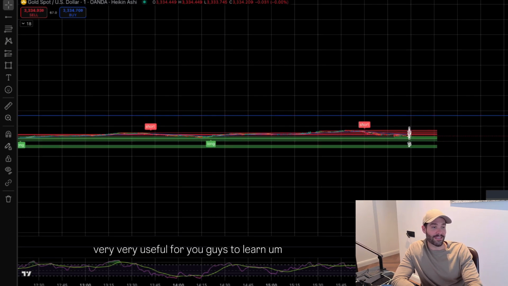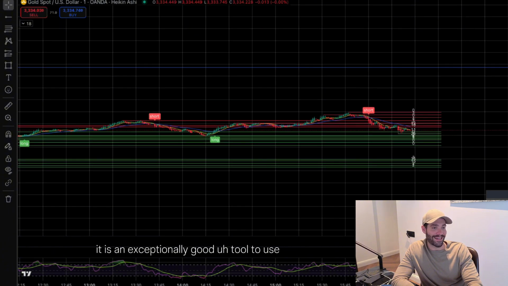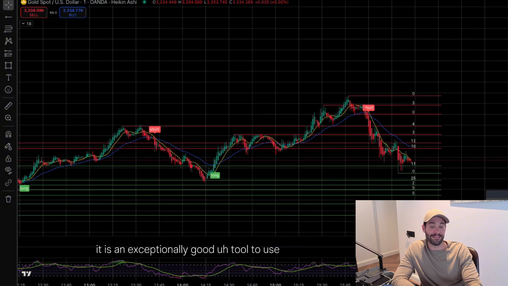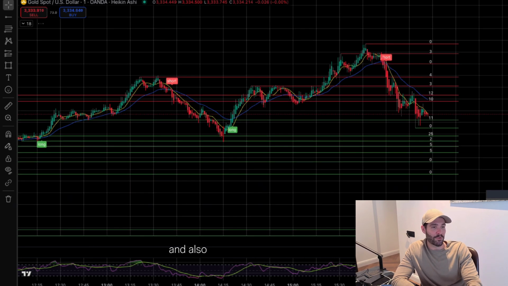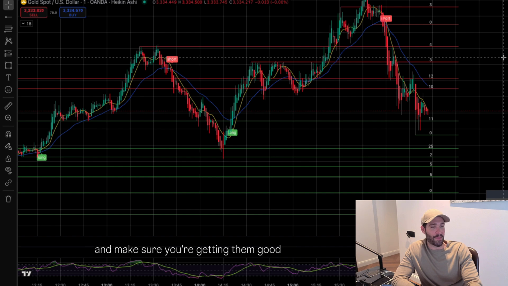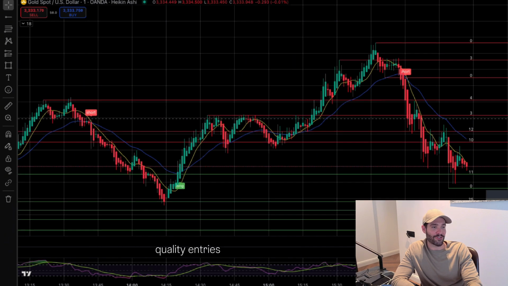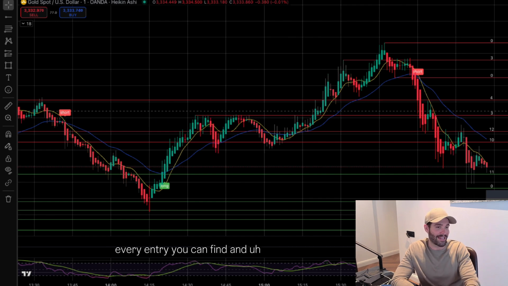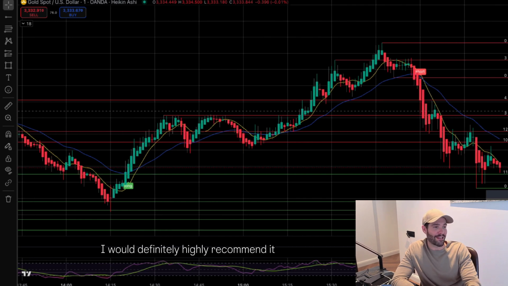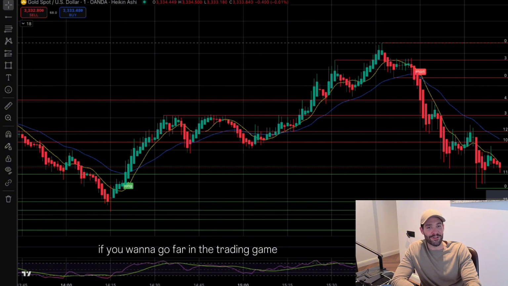Very, very useful for you guys to learn. It is an exceptionally good tool to use. It's a good process to use. It's going to really teach you the right things, and also it's going to help you really refine your entries and make sure you're getting good quality entries rather than just kind of rolling the dice and swinging wild at absolutely every entry you can find. And I would definitely highly recommend it if you want to go far in the trading game.